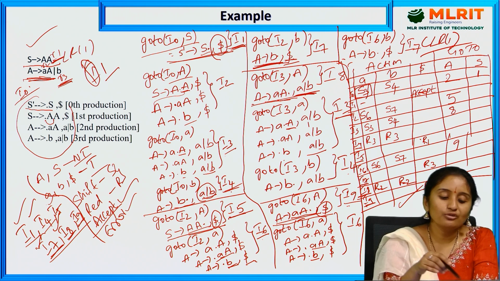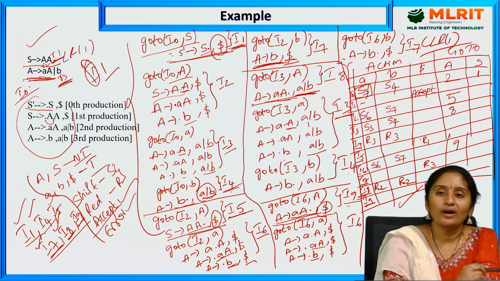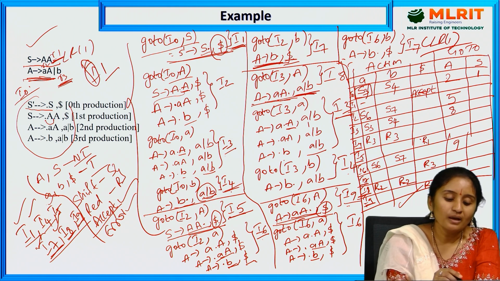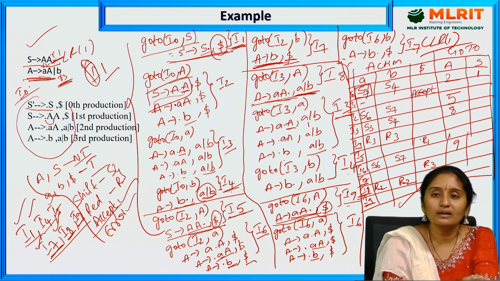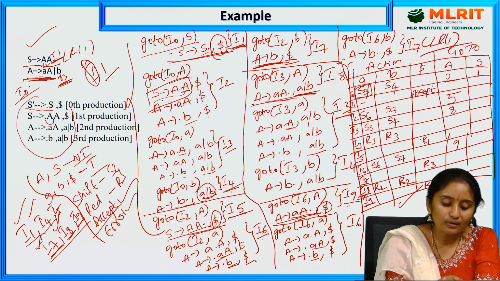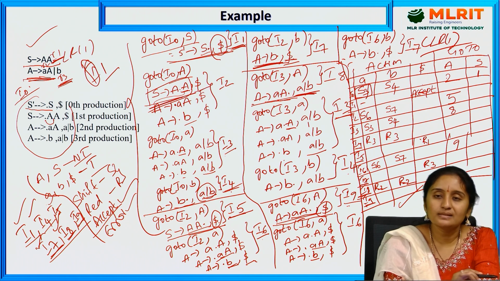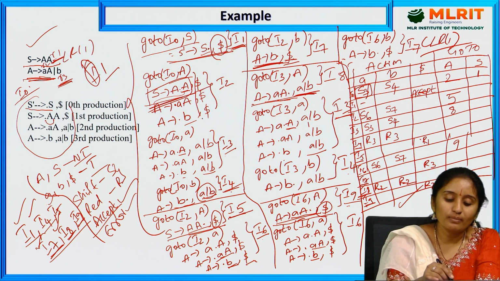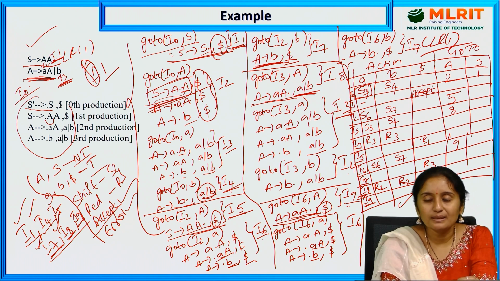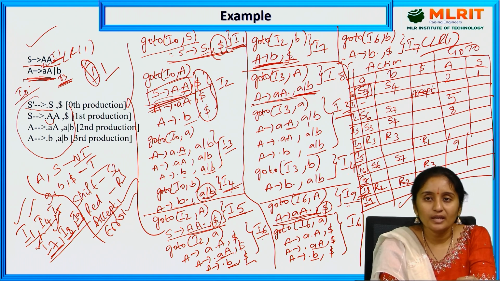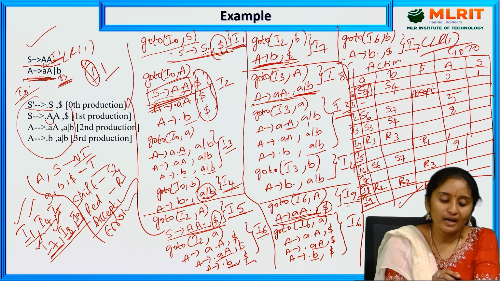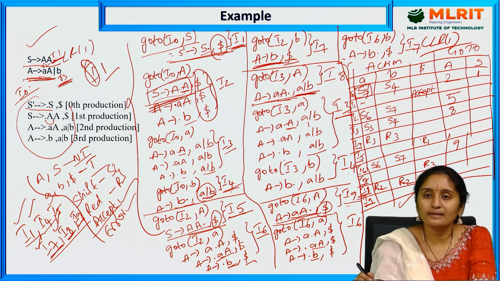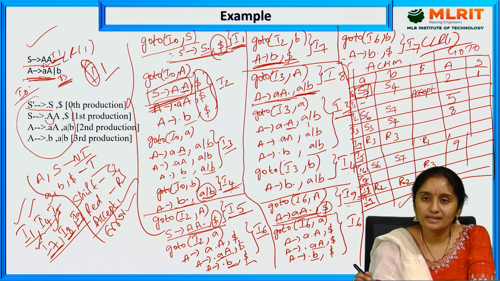After that, we need to calculate the LR of one collection of items. LR of one collection of items is nothing but the canonical list of items, that is LR of 0 items plus look ahead symbols. So both we are going to calculate. Here we find the look ahead symbols for each production. Then we drew the data flow diagram. Then we calculated the CLR of one parsing table.